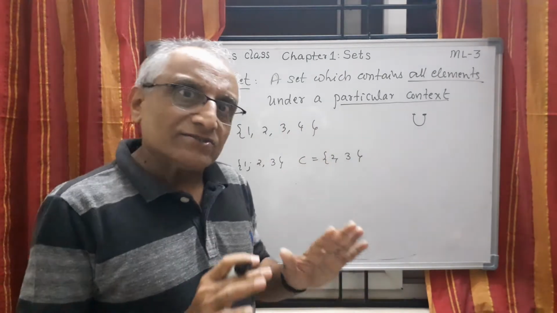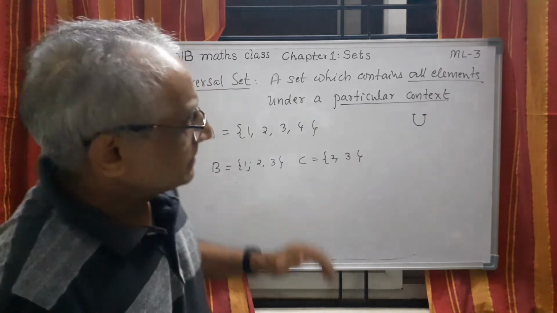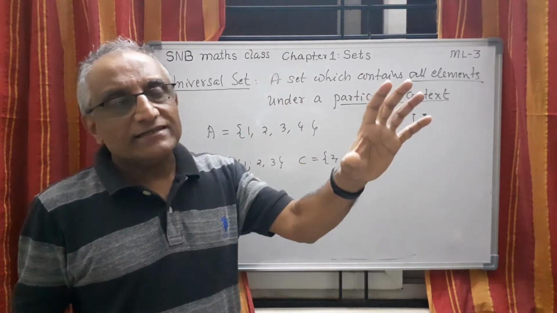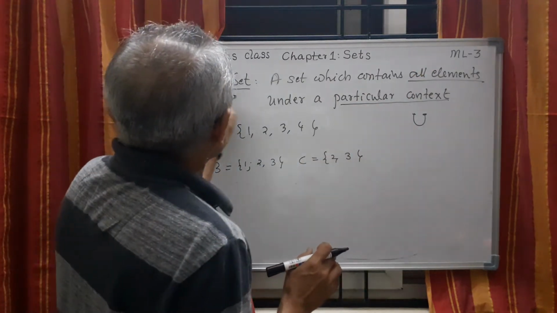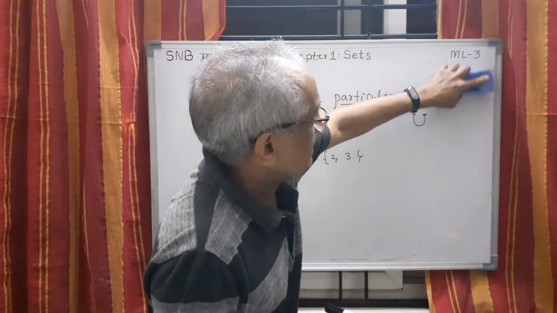So please remember, it is not unique. It is based on your selection. Depending on the context, you can take one set as the universal set, and then you form the subsets. So this actually completes the types of sets.